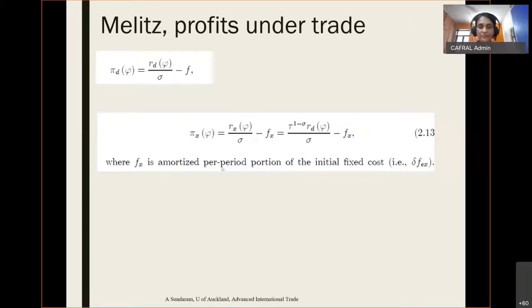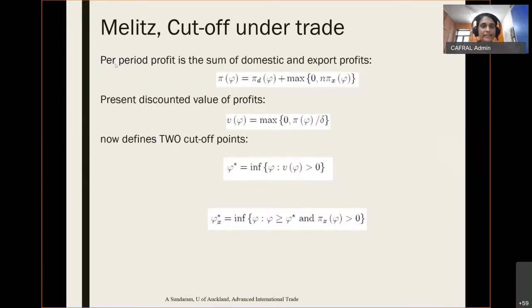Now, this Fx is the per period portion of the initial fixed cost. So you can think of the exporting cost, it's a dynamic setting, so this export cost is incurred over time, and we are going to amortize it and just look at delta times F of EX. Okay, so then in the trading equilibrium, your profit is going to be the sum of the domestic and export profits. So domestic profit plus the export profit, but note that not all firms will export. So it's going to be the maximum of either zero if you're not exporting, or if you're exporting, then you have N times the exporting profit.